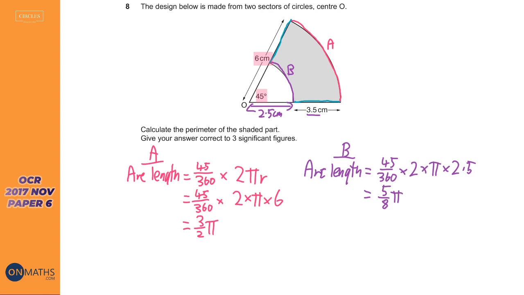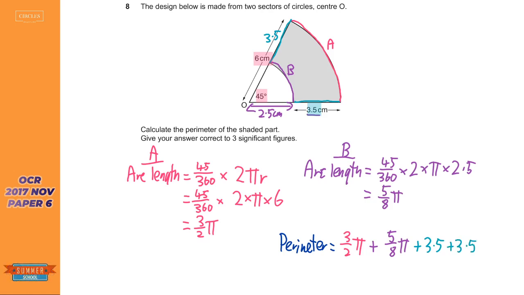Right, so we've got A and B. We are given the other two because that's actually labelled, and so if that's 3.5, this will be 3.5 here. So we can just add those on. So, time to finish. The perimeter is going to be A, which is 3 over 2 pi, plus B, which is 5/8 pi, and then plus 3.5 plus 3.5.